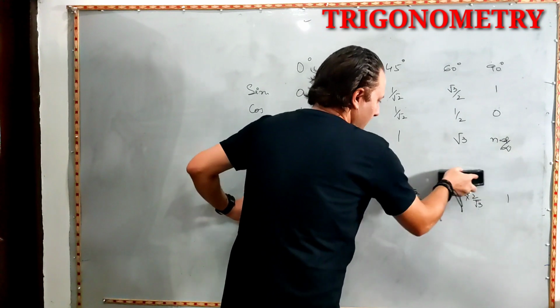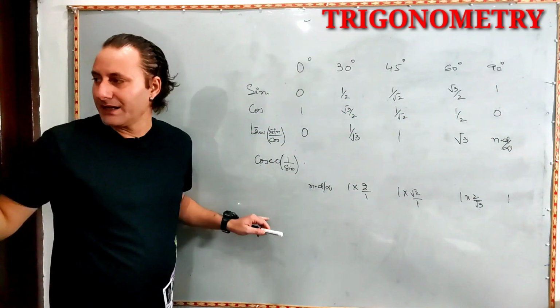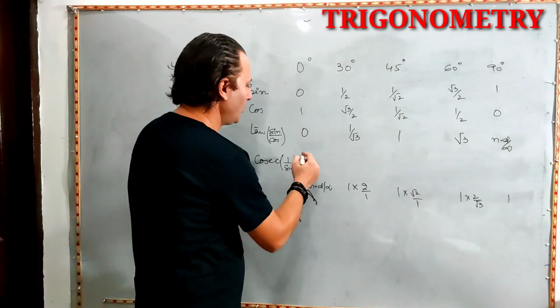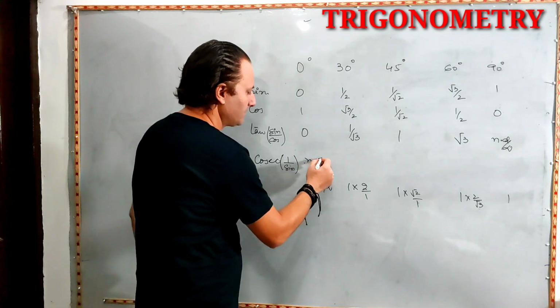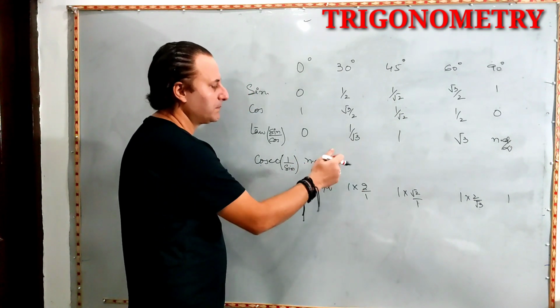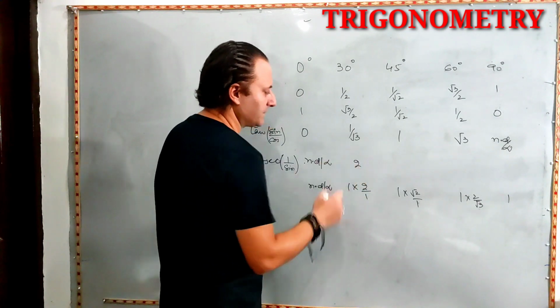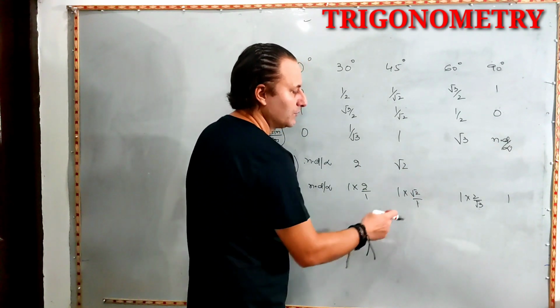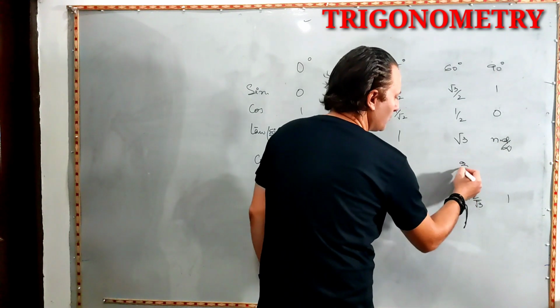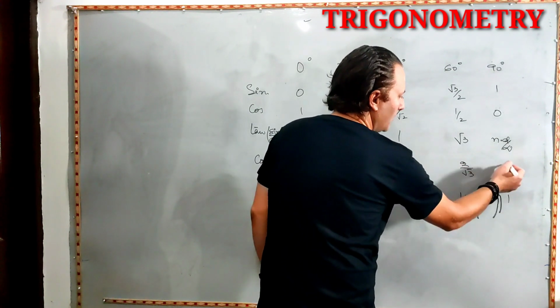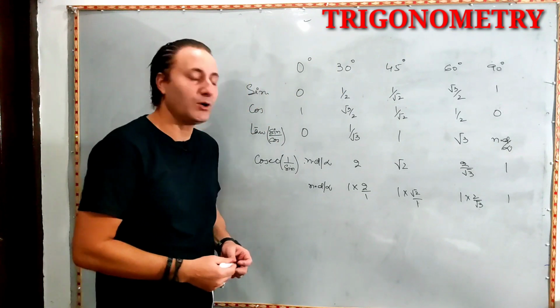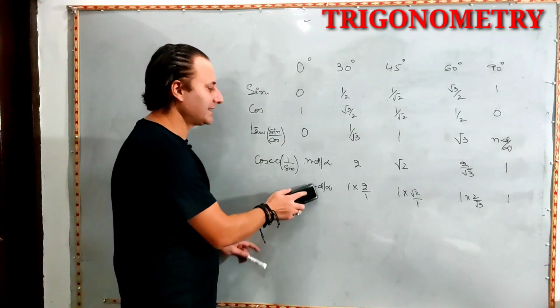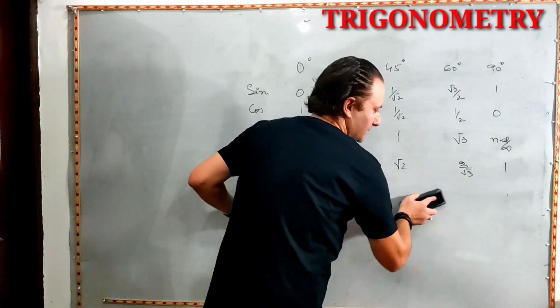So let's write the value of cosec theta. Now what do we have? Not defined will be as it is. 1 multiplied by anything will not make much of a difference. It is 2. 1 multiplied by root 2, again root 2. 1 multiplied by 2 upon root 3 will be 2 upon root 3. 1 will be 1. So we have got the values of cosec as well.